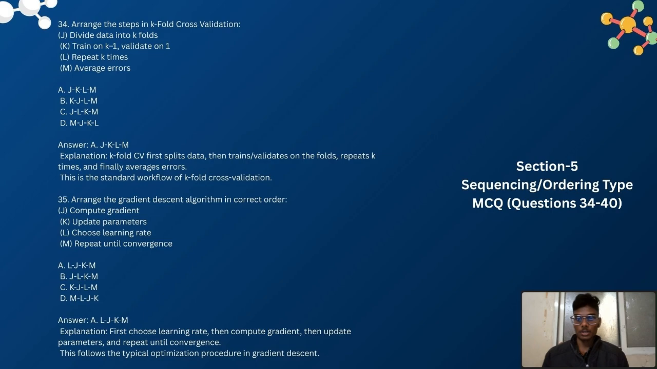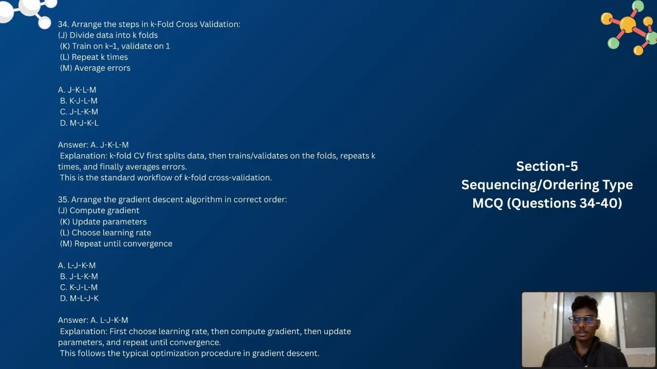Question number 35. Arrange the gradient descent algorithm in correct order. The answer is L, J, K, M. First choose the learning rate, then compute the gradient, then update parameters and repeat until convergence. This follows the typical optimization procedure in gradient descent.